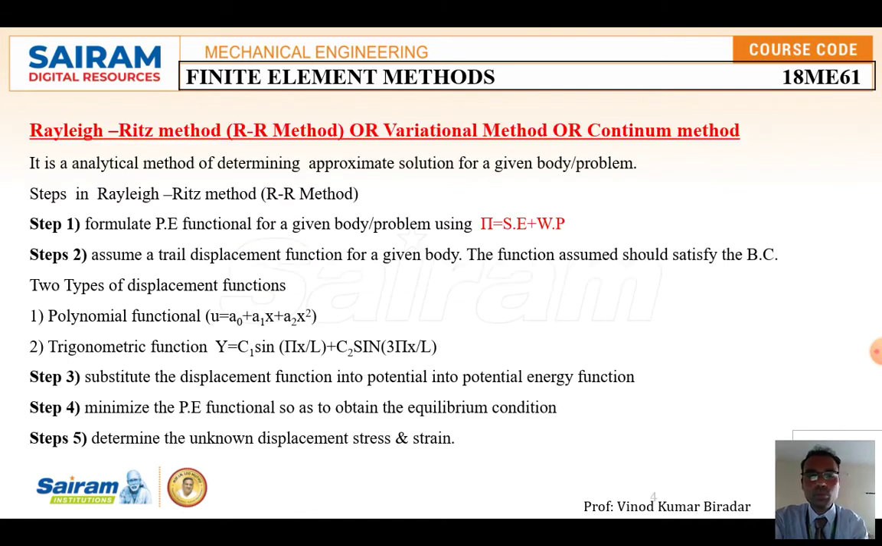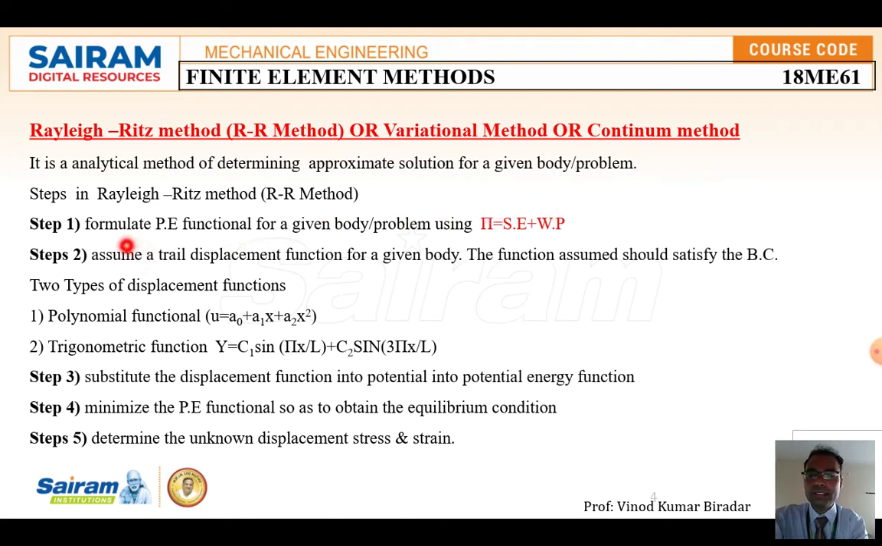Before solving, let me explain the basic steps involved in solving the Rayleigh method. Normally the Rayleigh method is an analytical method to determine the approximate solution for the given problem. For the procedure you have to use these 5 steps. First, formulate the potential energy function for the given body, that is, calculate the total strain energy and the total work potential. I already told you, strain energy is the internal strain energy, and work potential is due to the external force.